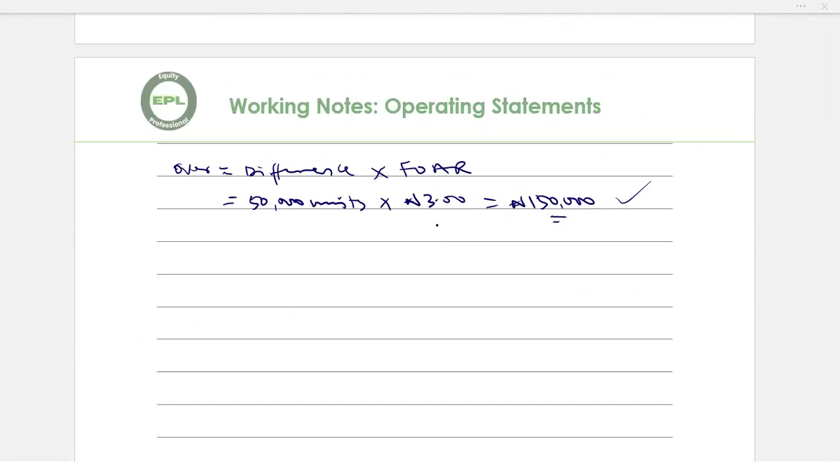Under the variable costing method, let's make this one working number 3. It's very important that you understand the concepts. Working number 3 are fixed manufacturing overhead under the variable costing method. So this is my explanation.